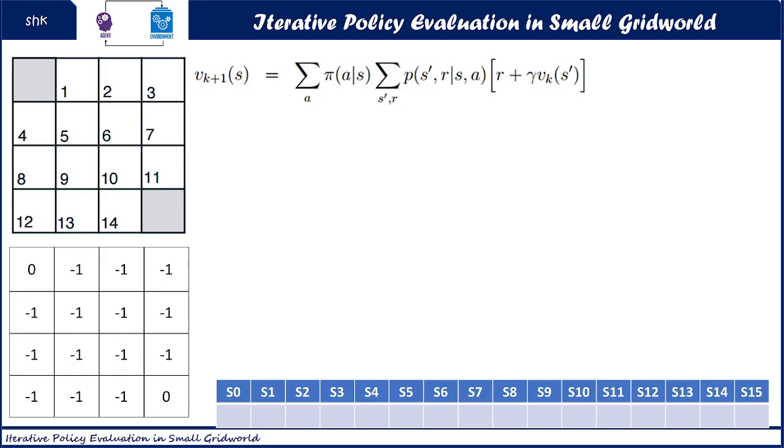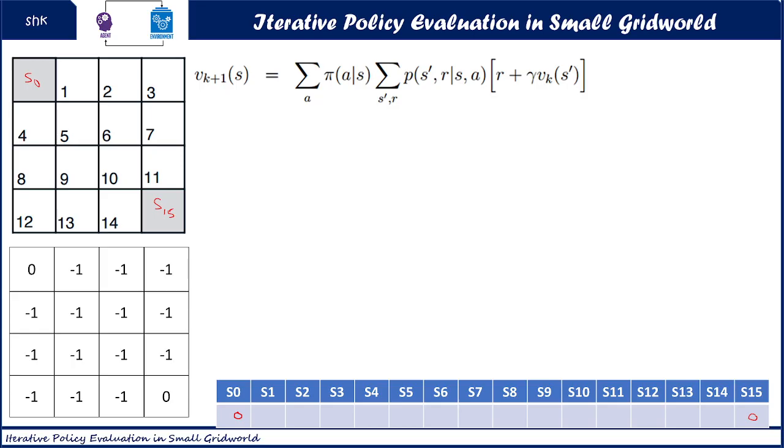Now we will write, again starting from the S1 state. Remember, the terminal states, which are the S0 state and the S15 state, we need not evaluate, because for all the terminal states the value function for any iteration is equivalent to 0. Now we want to update from S1 to S14.